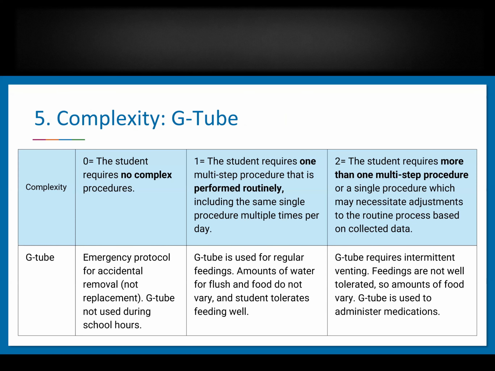If the G-tube requires any of the following: intermittent venting, feedings are not well tolerated so the amounts of food vary, or if the G-tube is used to administer medication, the score would be a 2.